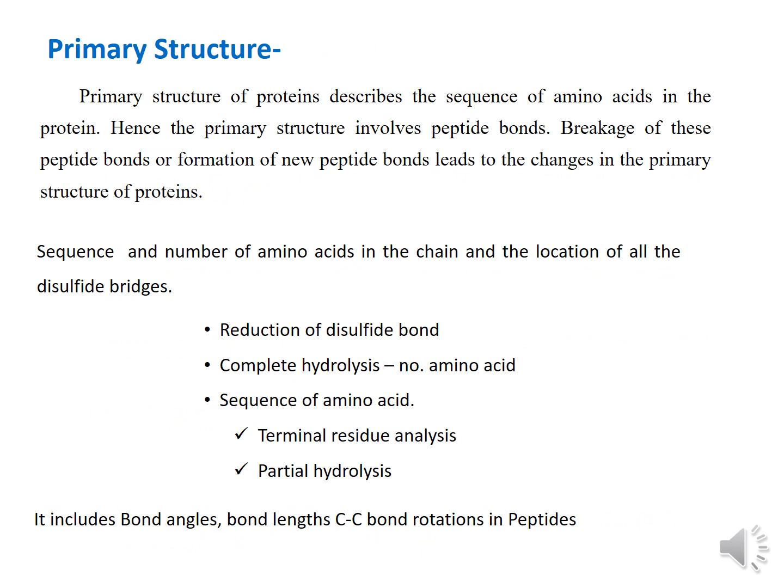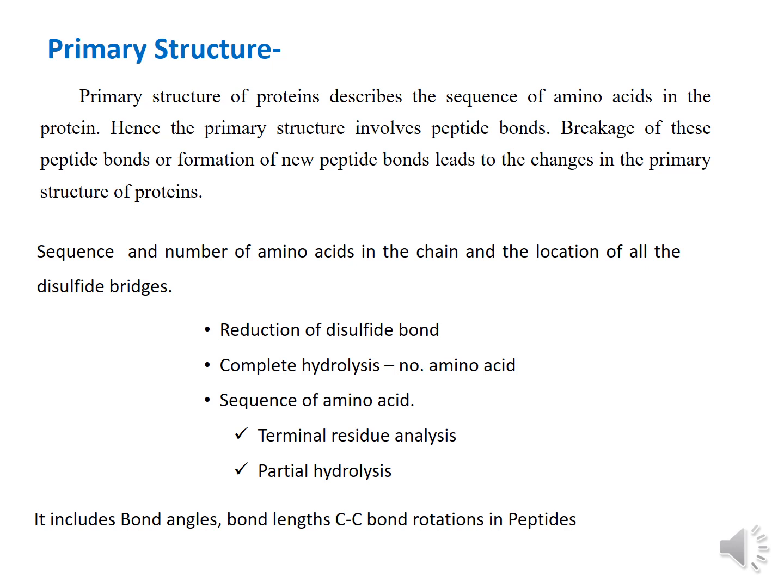Now let us move on to the primary structure first. The primary structure of proteins describes the sequence of amino acids in the proteins. Hence the primary structure involves peptide bonds. Breakage of these peptide bonds or the formation of new peptide bonds leads to changes in the primary structure of the proteins.